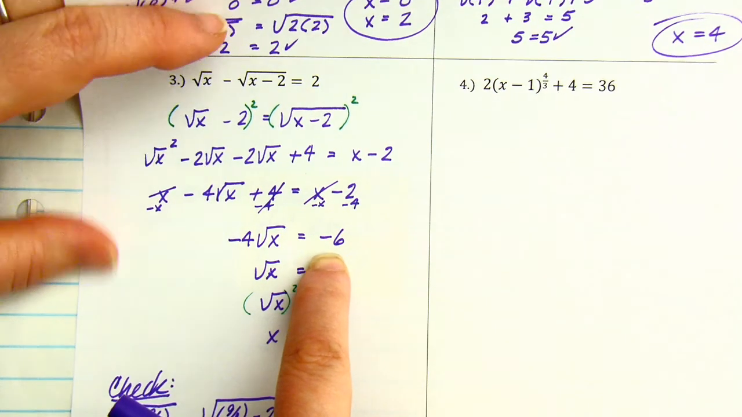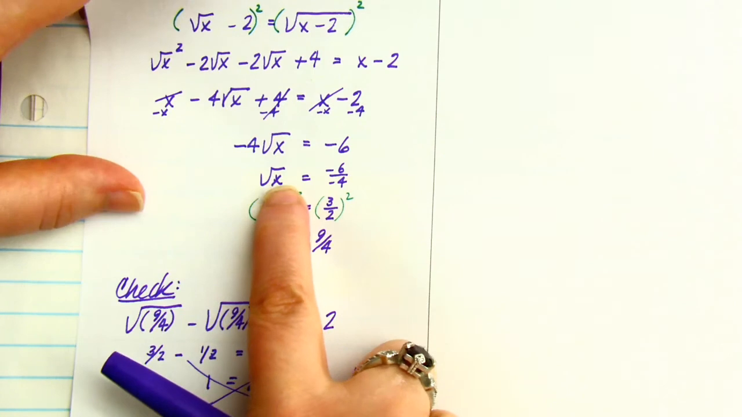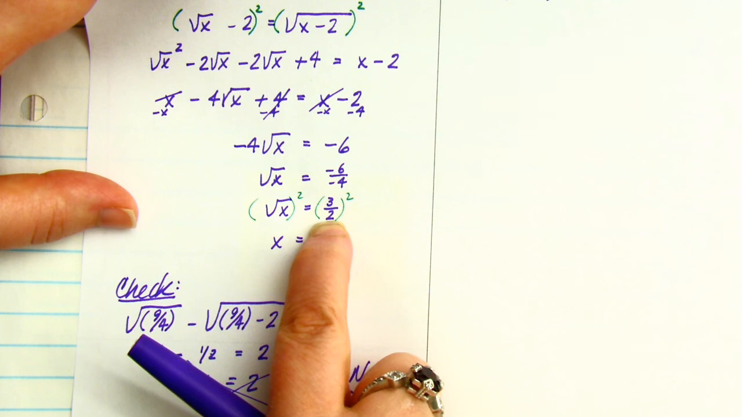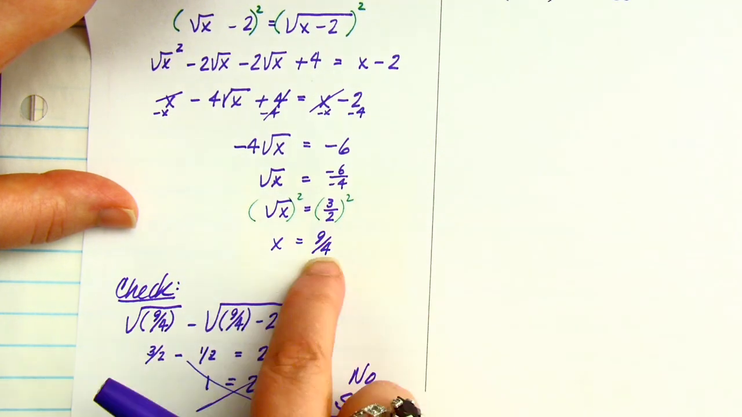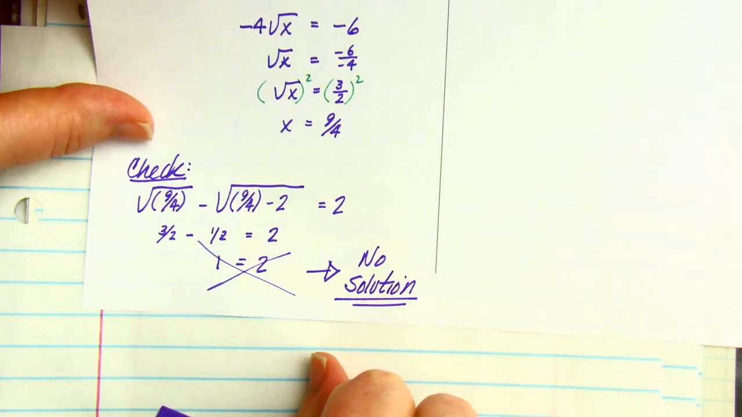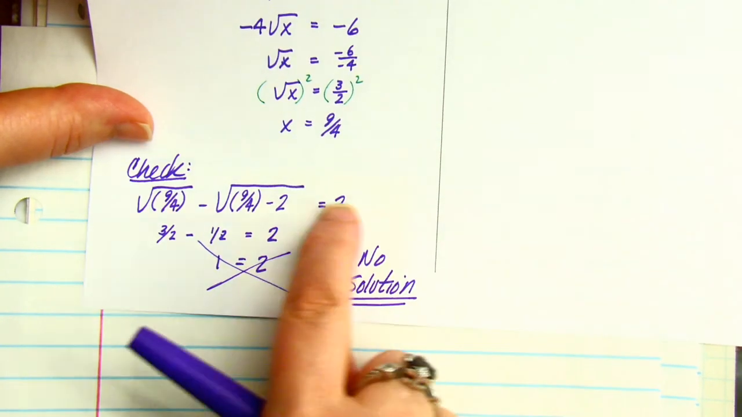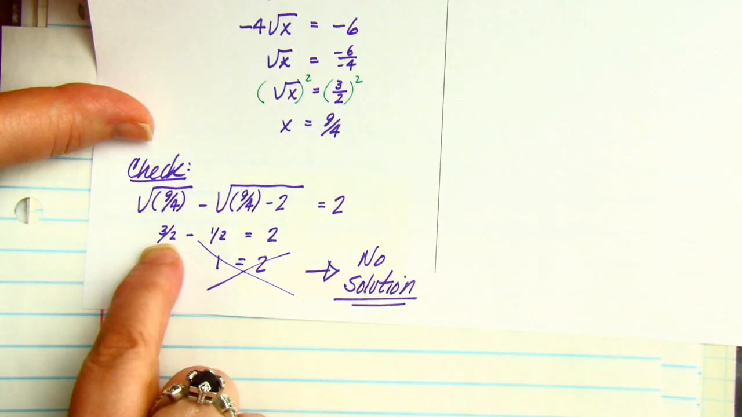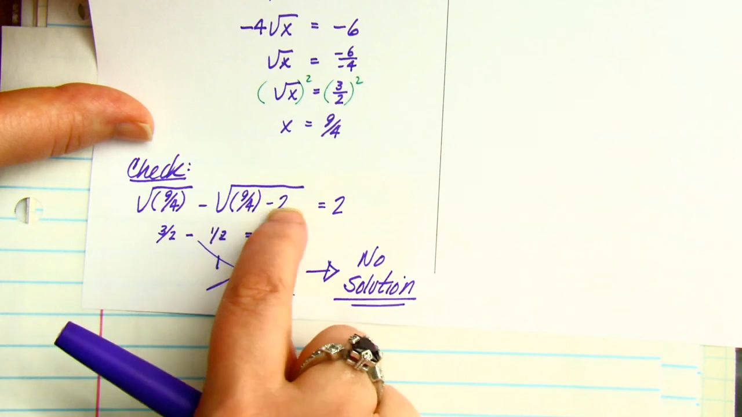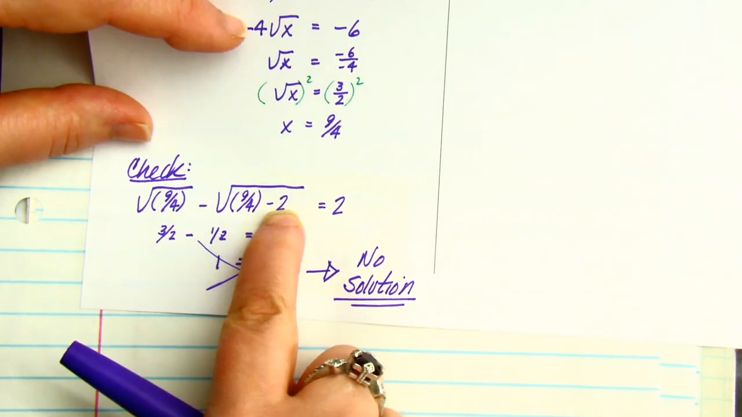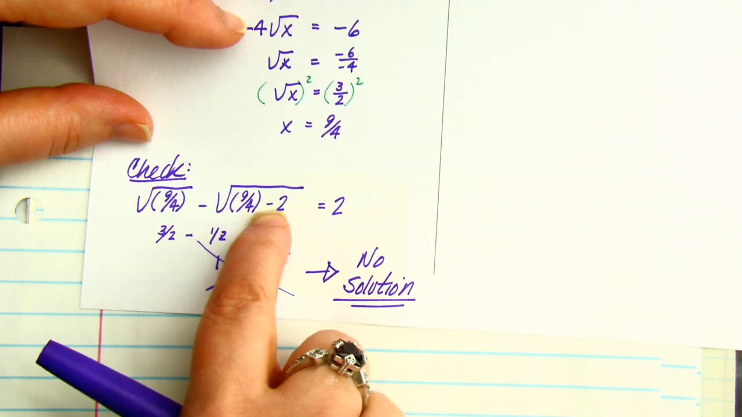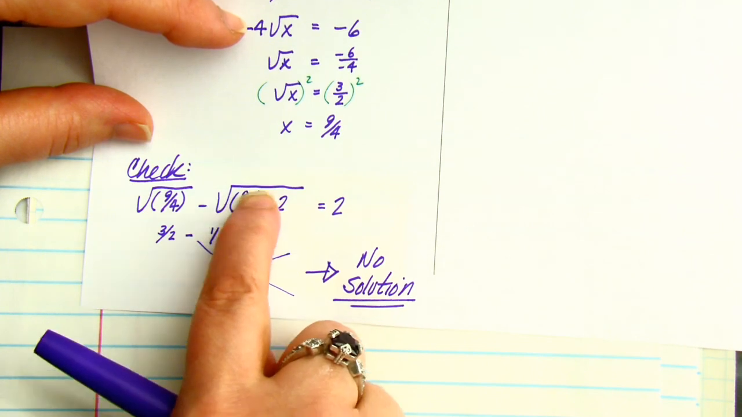Divide by negative 4. Square root of x equals negative 6 divided by negative 4, which simplifies to positive 3 over 2. Square both sides. X is equal to 9 over 4. But now when I check this, okay, I set up my check. Square root of 9/4 is 3 halves. Now, inside 9 over 4 minus 2, well, I have to convert this to fourths. This is 8 fourths. 9 fourths minus 8 fourths is 1/4, and the square root of 1/4 is a half.